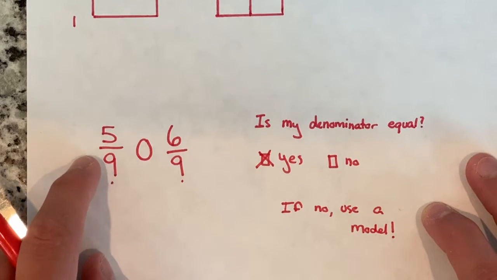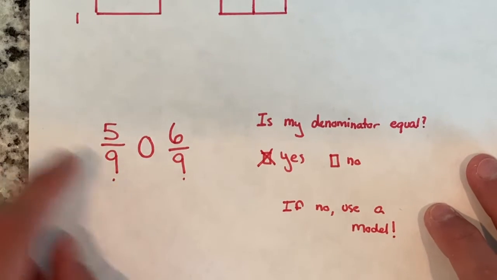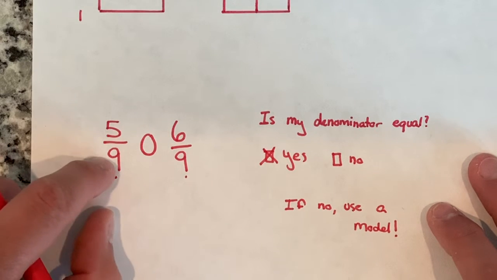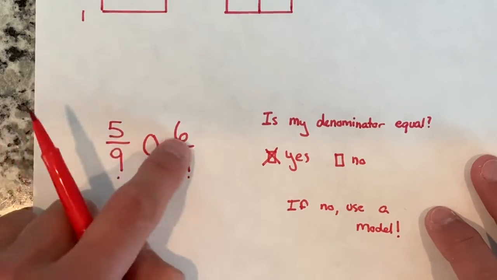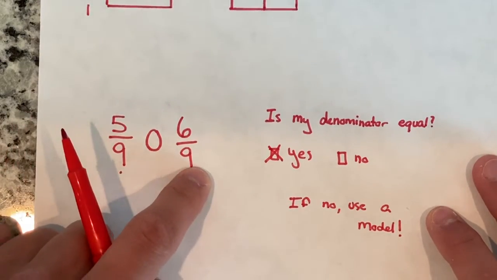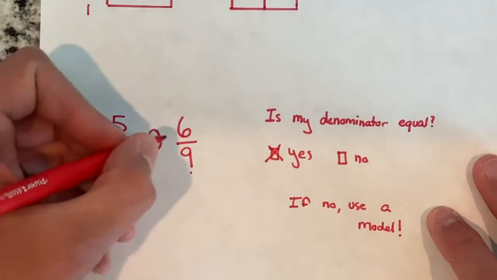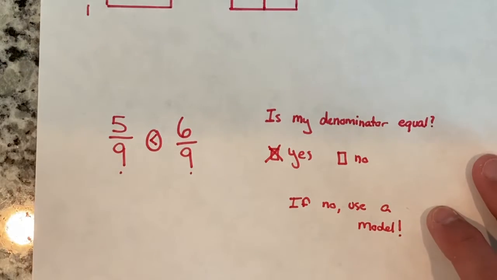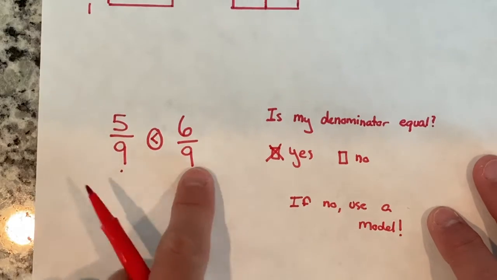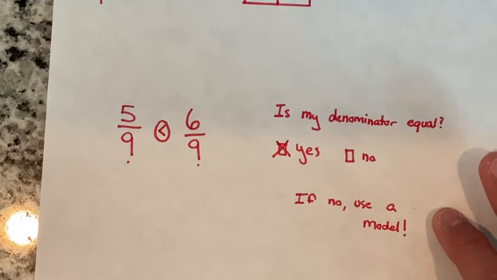Pay attention to which is closer to the whole. Would you rather have 5 of the 9 pieces of a candy bar or 6 of the 9? Which value is closer to 9? Well, 6 is 1 digit higher than 5. 6/9 is greater than 5/9. So if I've got the same denominator, I just pay attention to my numerator.